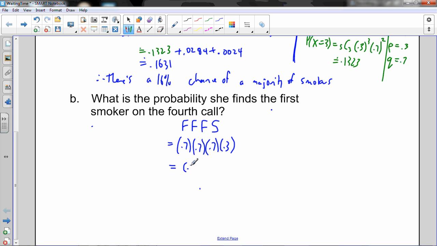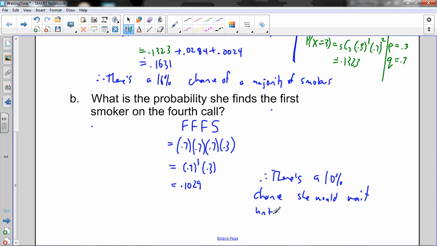And notice that if I wanted to shorten that up, it could be 0.7 to the exponent 3. There were 3 failures before this first success, and I can put that into a calculator, and I get that much. Therefore, there's a 10% chance, and this is where the idea of the waiting time comes in. She would wait until the fourth call for her first success.